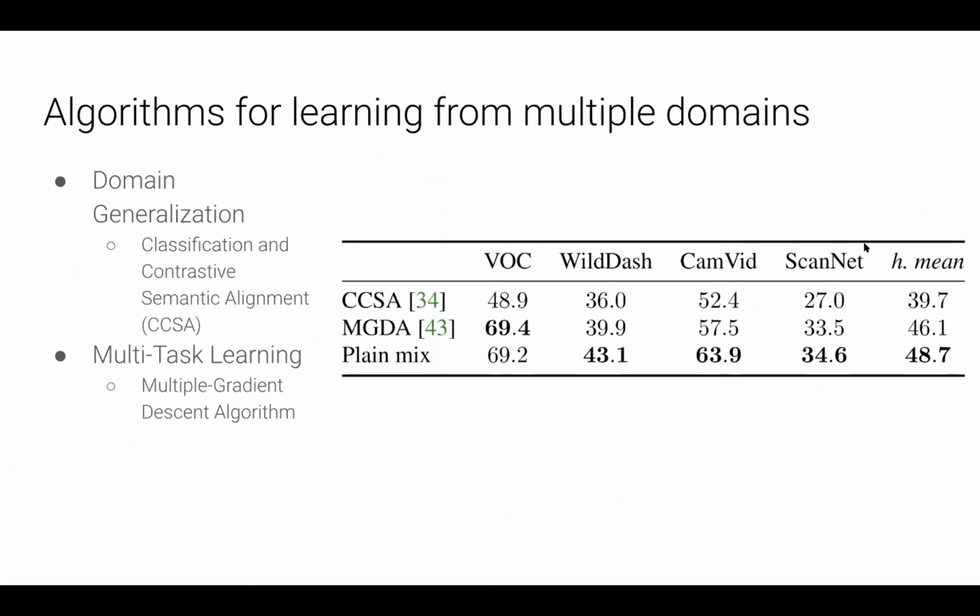which is COCO. And we also experimented with comparing with multitask learning algorithms on a subset of these data sets, or domain generalization algorithms. And we find that consistently our approach can outperform these.